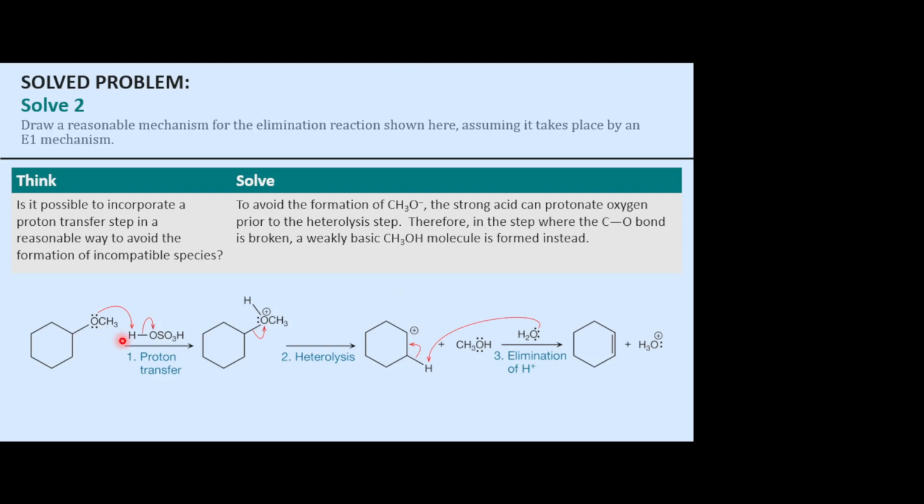So we protonate first, right? We're going to protonate the oxygen. It's going to make our strong acid form. This is now a very good leaving group. So we'll do the heterolysis. That'll give us the carbocation. And then we just need to use our base. In this case, the base is just going to be water because we have that freely available. And that's going to take the H+, leaving us with the electrons to go into a double bond, right? And that gives us the elimination of the H+.